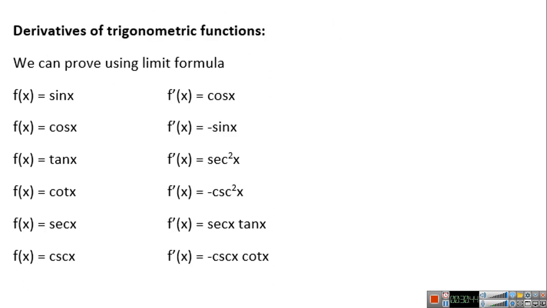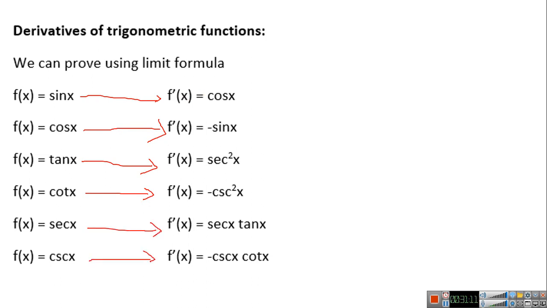Now I have derivative of trigonometric functions. You need to memorize these. Also, we prove it using the formula of limit as h tends to 0, but no need to do it again. So directly memorize it. Derivative of sine x is cosine x. Derivative of cosine is minus sine. Derivative of tangent is secant square. Cotangent is minus cosecant square. Secant is secant tangent, and cosecant is minus cosecant cotangent. So you need to memorize these.